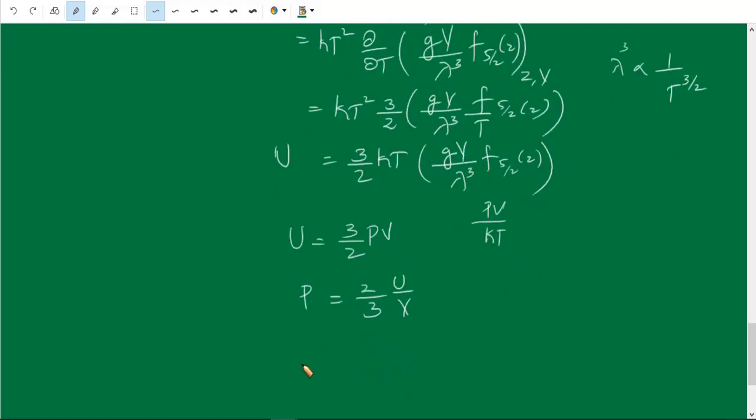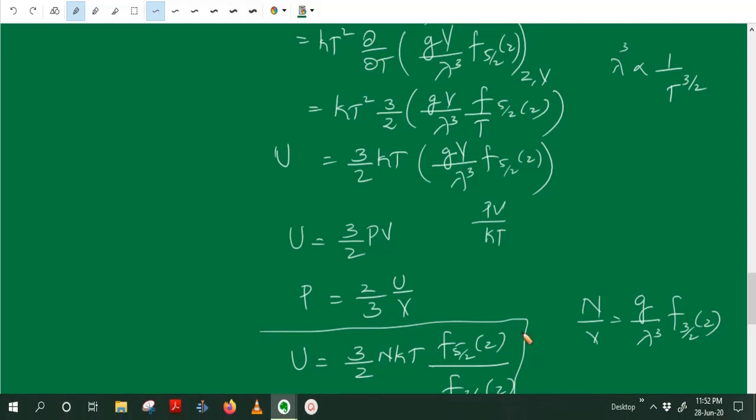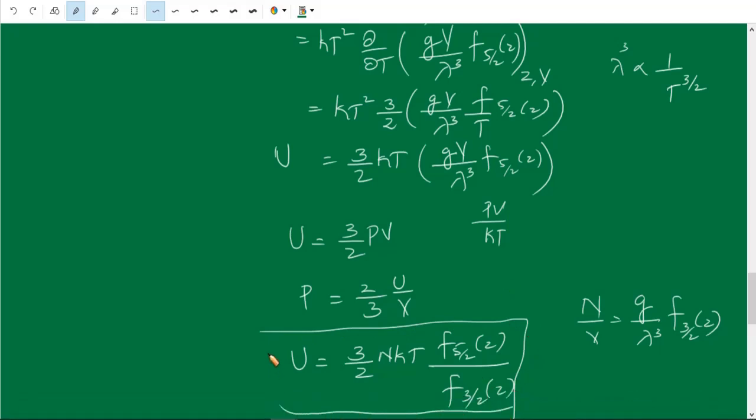Also we can write the internal energy U using this expression, N divided by V is equal to g by lambda cube f 3/2 of Z. So we can write U as 3 divided by 2 N kT f 5/2 of Z divided by f 3/2 of Z. So this is another expression for the internal energy of the system.